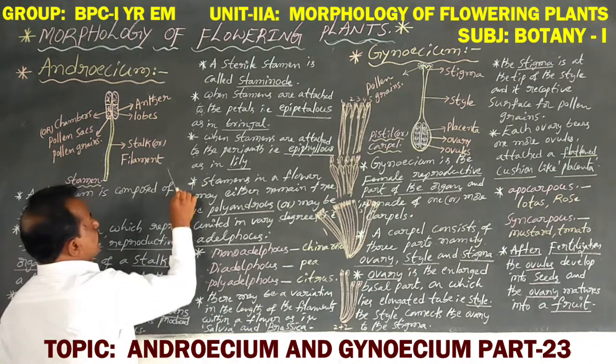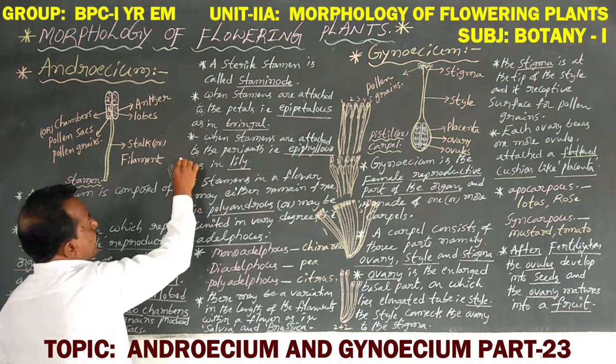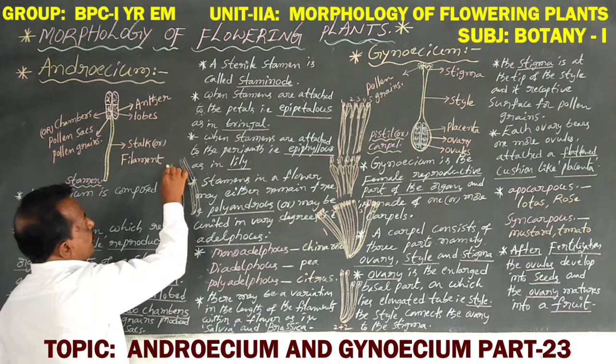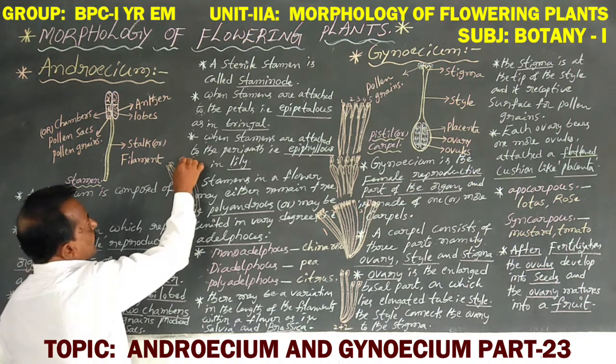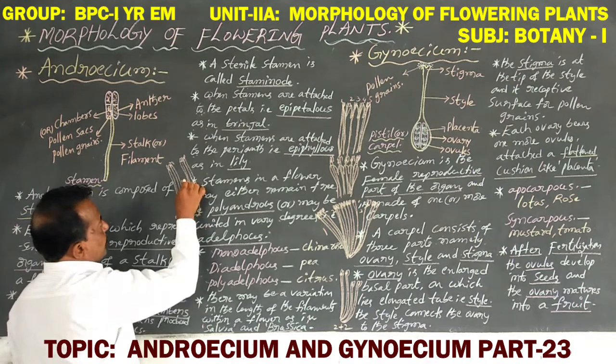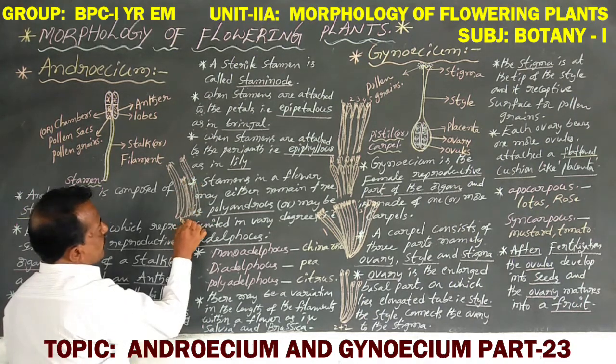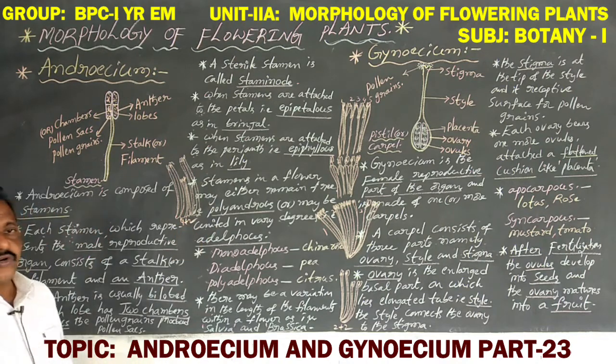Dear students, these are the stamens. On the lateral side, there are 4 stamens that are larger in size. The remaining 2 stamens in the middle are shorter in size. That is 4 plus 2.